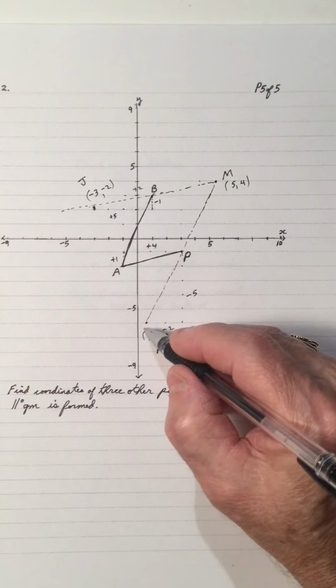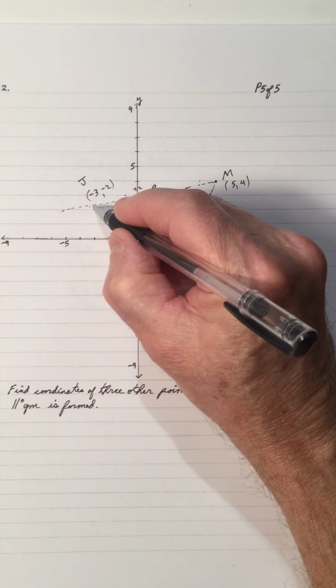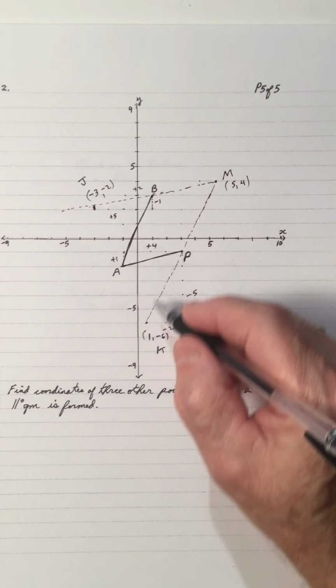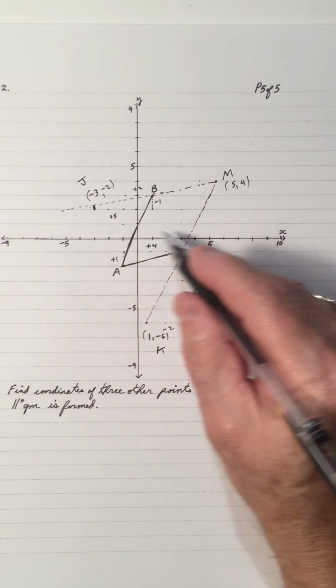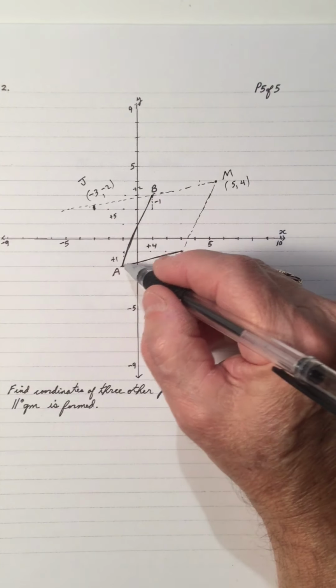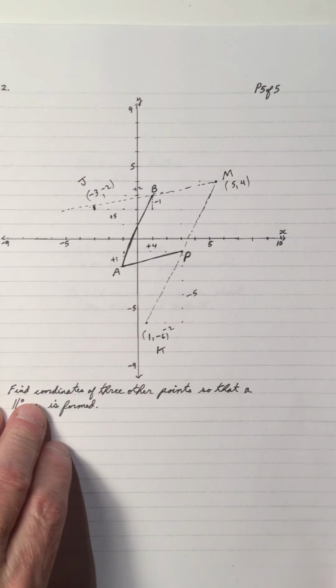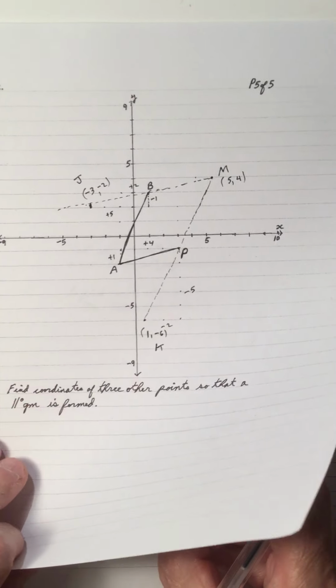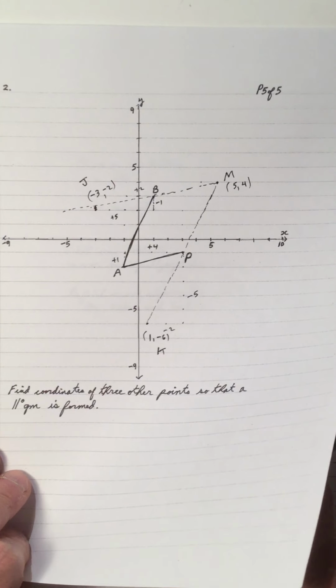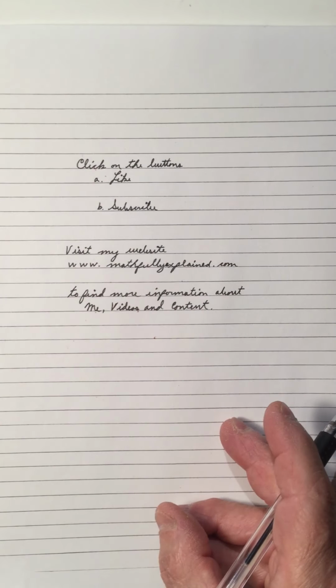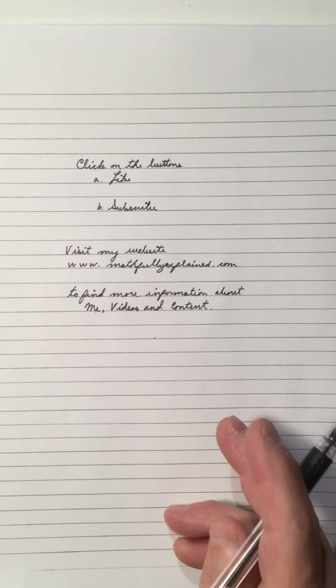So these are the 3 points, J, M, and K. Any one of these points will make a parallelogram out of A, B, P. Again, we're using the slopes: the opposite sides of a parallelogram are parallel, making the slopes equal, so we plot the slopes. So that's on parallel lines.